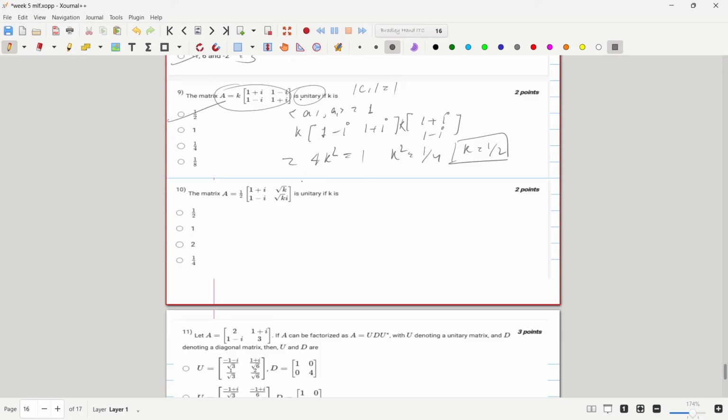Again, a similar question. If the value of k is 1 by 2, you have to find this value of k. Again, 1 by 2 root k minus root k iota, 1 by 2 root k and root k iota. This will be equal to 1 by 4 k plus k, that is 2k by 4, that is k by 2. So k by 2 should be equal to 1. The value of k should be equal to 2.